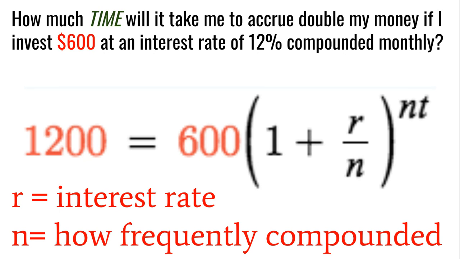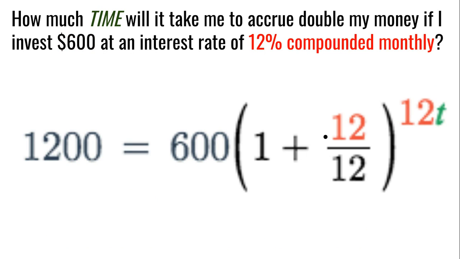Let's start filling in the other pieces. R is the interest rate. They told us that our interest rate is 12%. So that will be 0.12 here on top. N is how frequently it's compounded. If it's compounded monthly, we're looking at the year as a whole for compounding. There's 12 months in a year, so that means we're putting this over 12.